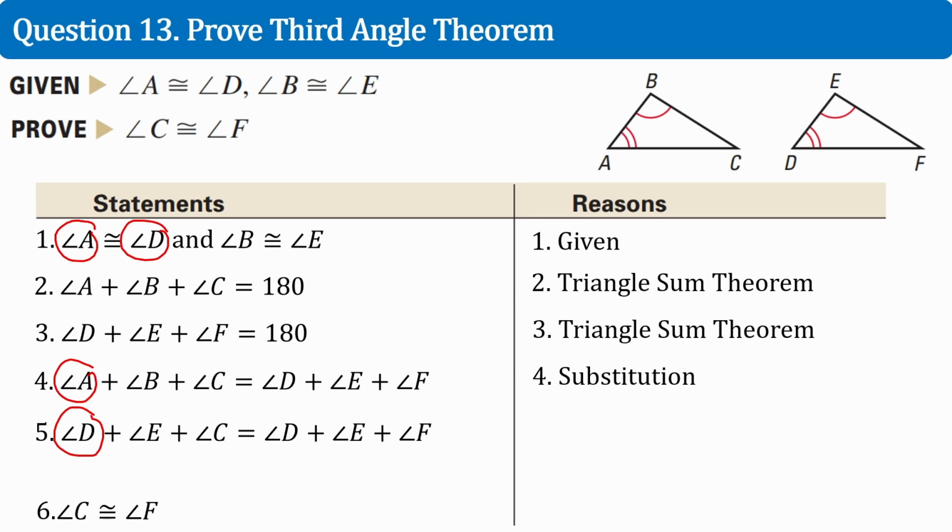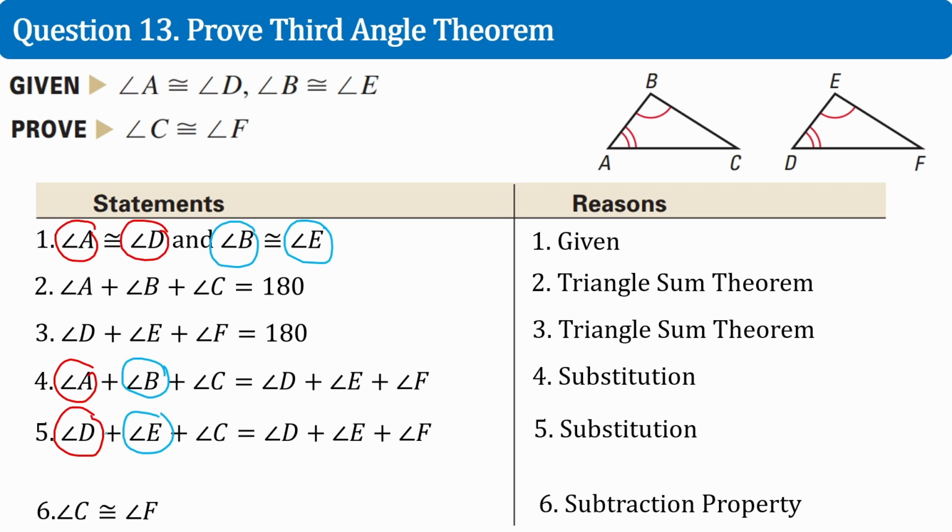right? And then also notice that angle B was congruent to angle E. So angle B was congruent to angle E. I made another substitution. Why did I do that? The reason why is because now do you see how there's an angle D and angle E on the left, which matches with the angles on the right?